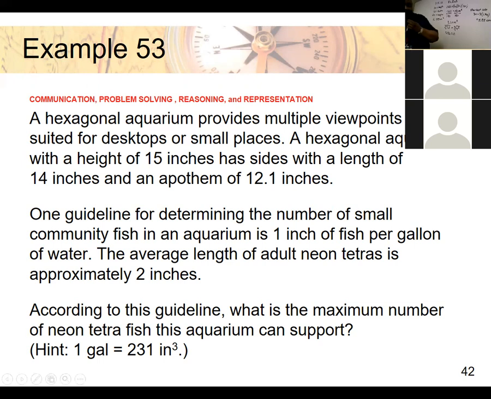A hexagonal aquarium provides multiple views and is suited for desktops or small places. A hexagonal aquarium, this right here, hexagon, that's 6 sides. A 6-sided aquarium with a height of 15 inches has sides with a length of 14 inches and what they call an apothem, A-P-O-T-H-E-M, of 12.1 inches.